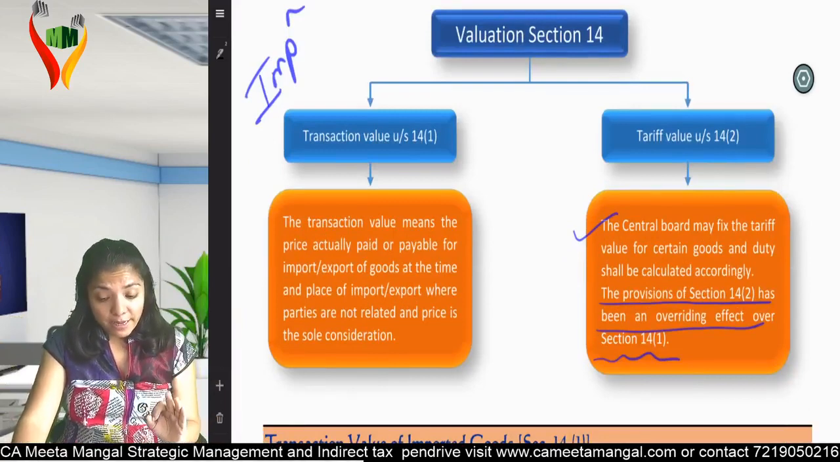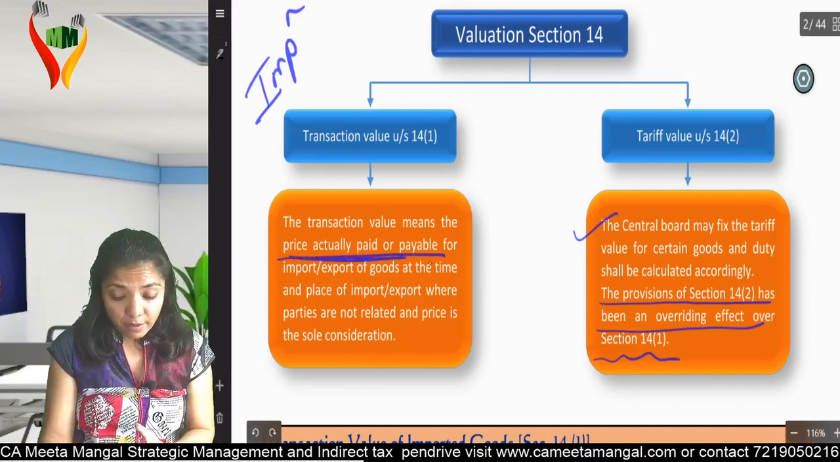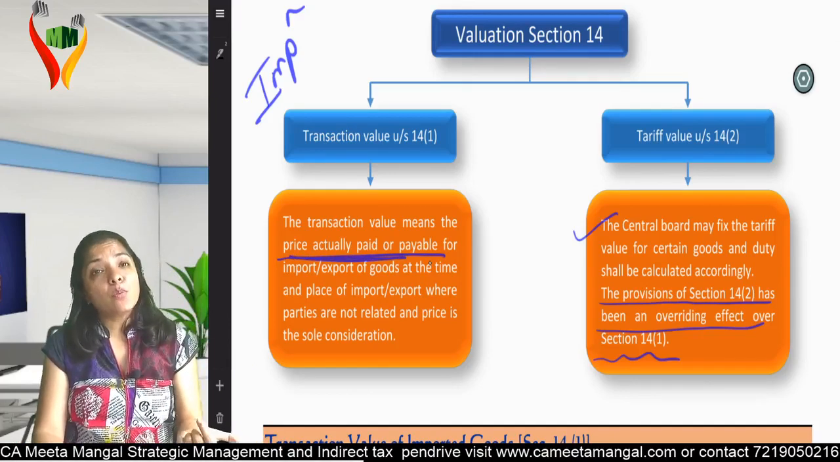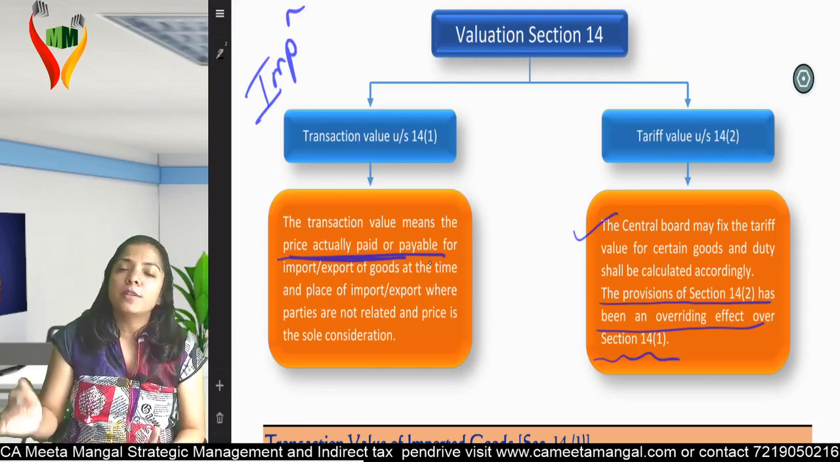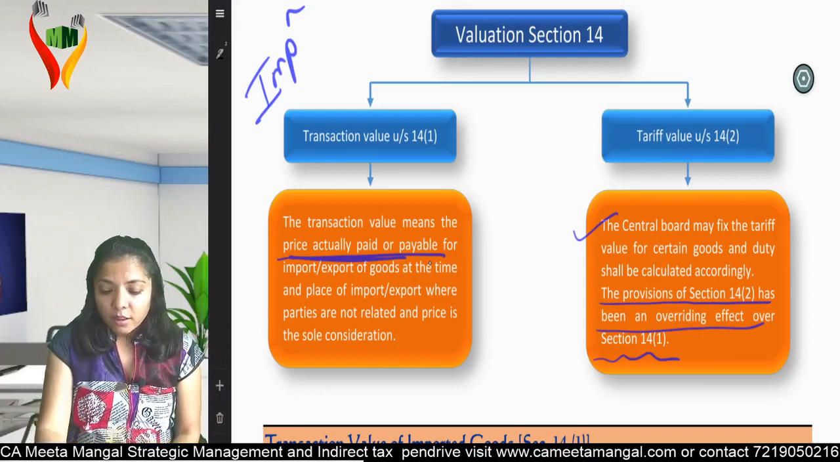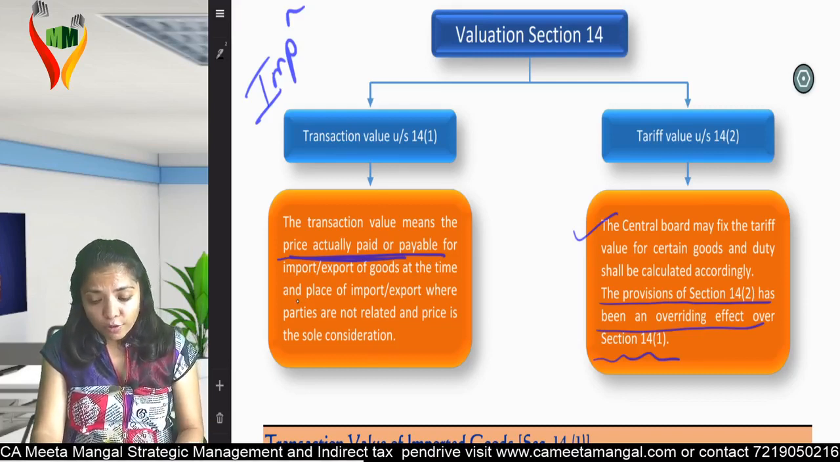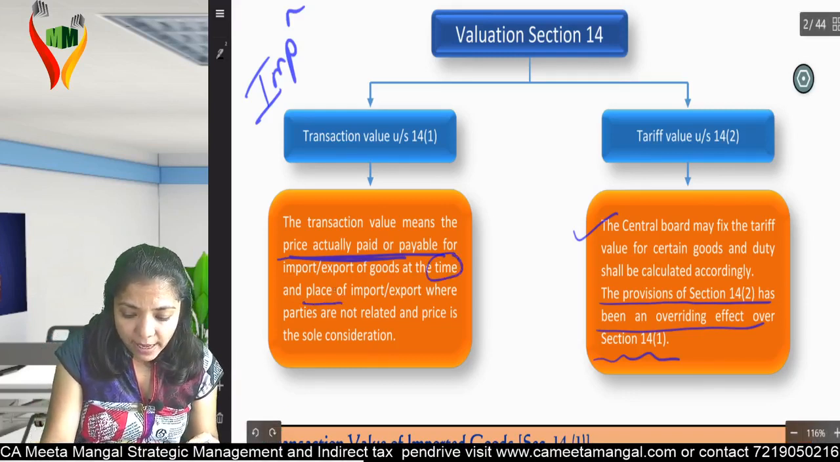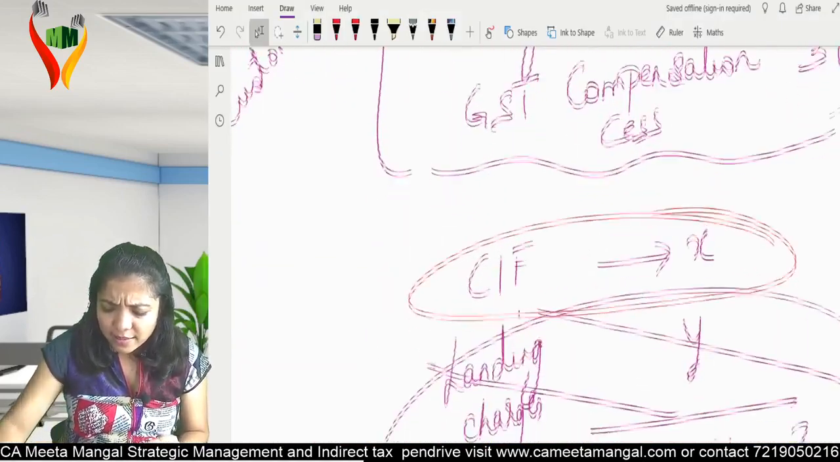The transaction value means the price actually paid or payable for import or export. See, this definition is both for import as well as for export. As of now, we'll be taking this definition from the import point of view, because we're studying import valuation. The transaction value means the price actually paid or payable for import or export of goods at the time and place of importation. See, very small things.